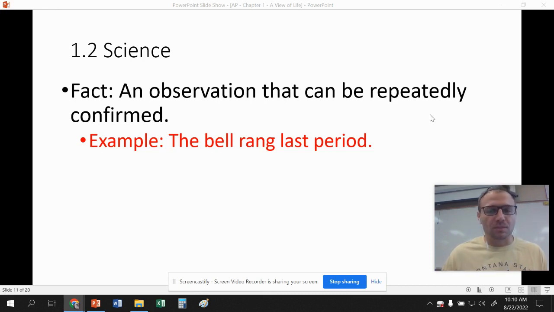I don't like using the word prove when we're going through this with science and science education, because we don't prove things in science. We support them with evidence. So we can support that there was a bell that rang at the end of the period, last period. So these are facts.